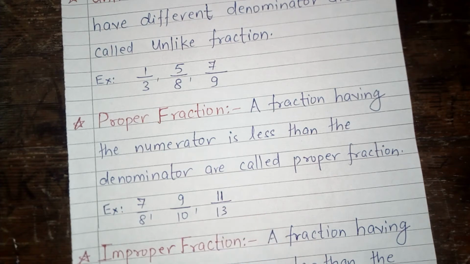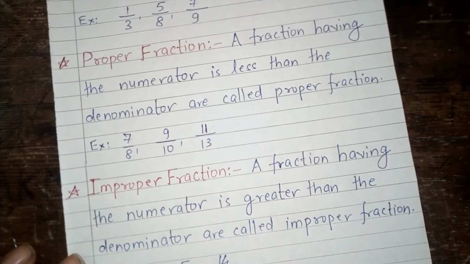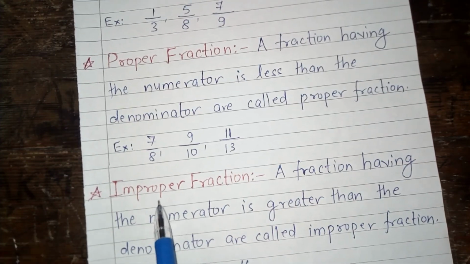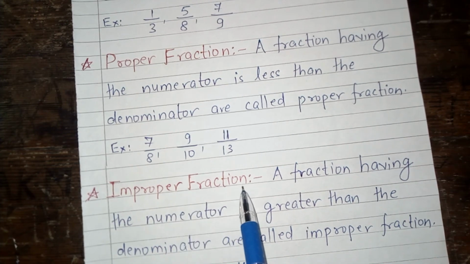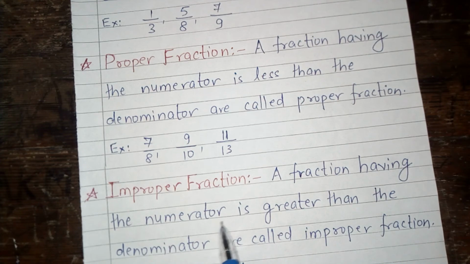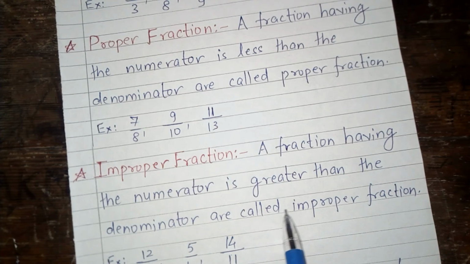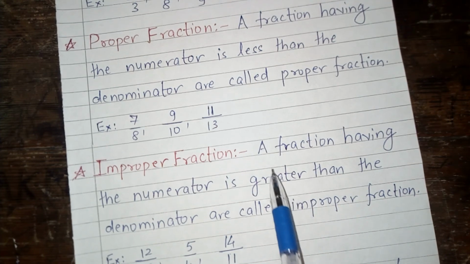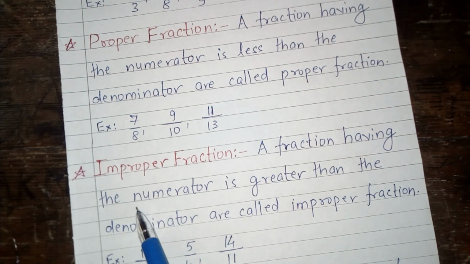Okay. Now let us discuss improper fraction. You know very well what the meaning of improper fraction is. This fraction is just the opposite of a proper fraction. A fraction having the numerator greater than the denominator is called an improper fraction.